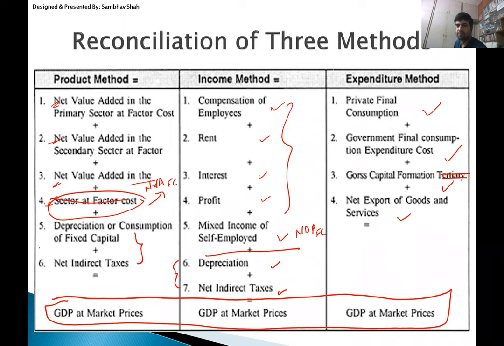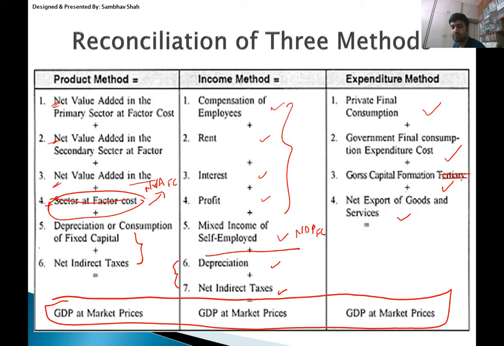Yes, Harshal. Sir, in the expenditure method, what is gross domestic investment? Gross domestic investment, that is gross domestic capital formation. Capital formation is investment. Domestic means territory. It should always be in the domestic territory. We are not going to consider any capital formation outside the domestic territory. That is why it is gross domestic capital formation.